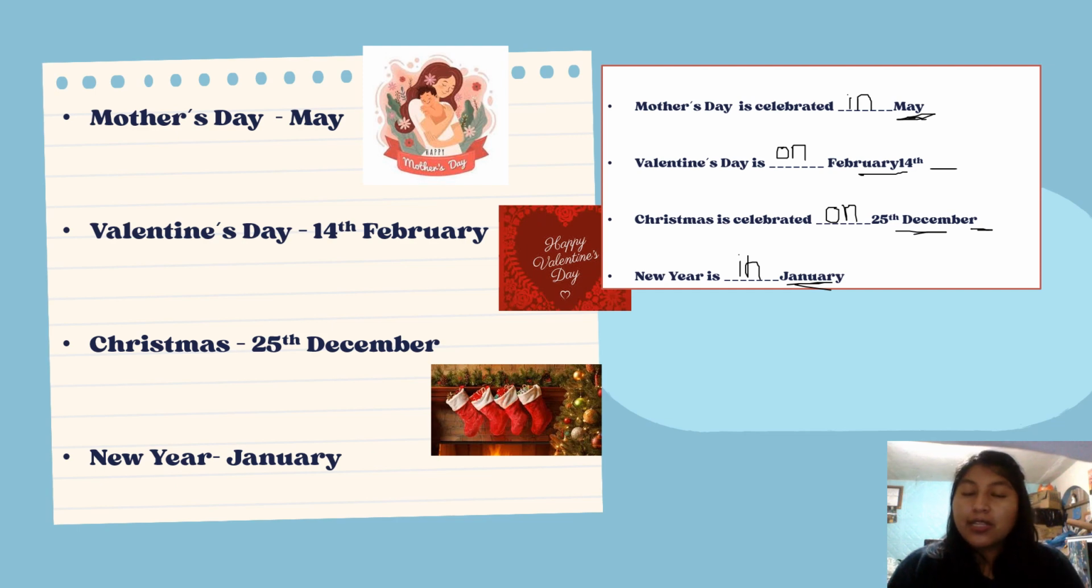Okay, can you see the difference between these? So when you have only the month without a number, you have to use in. And when you have months with numbers, you have to use on. On is also used when you have only a day of the week: Monday, Tuesday, Wednesday, Thursday, Friday, or Saturday.